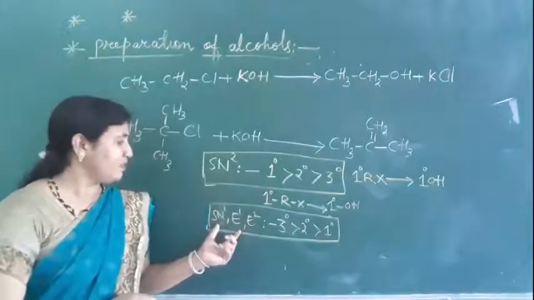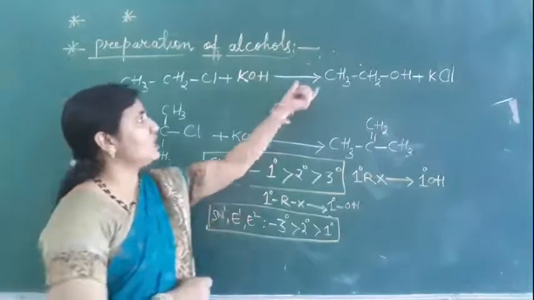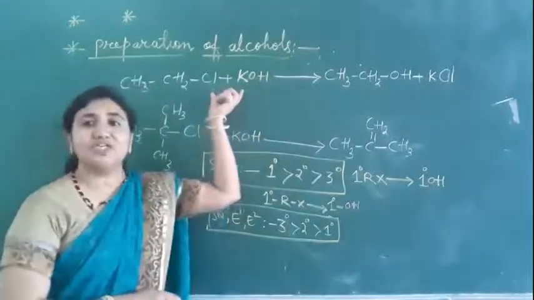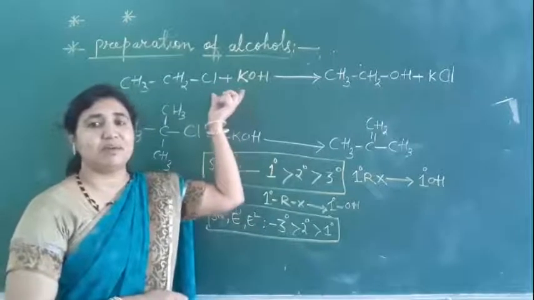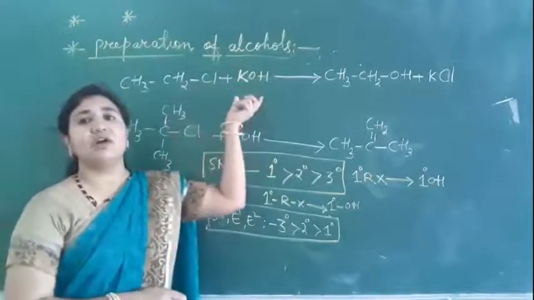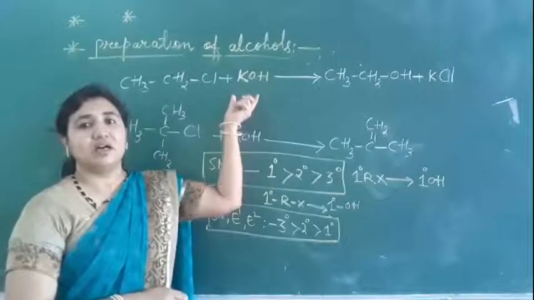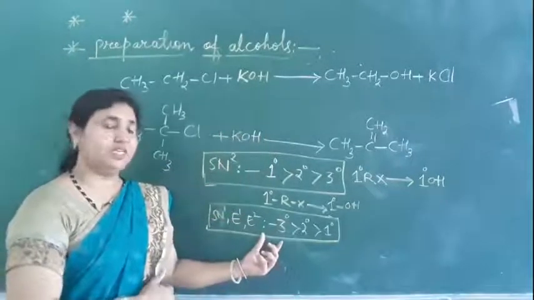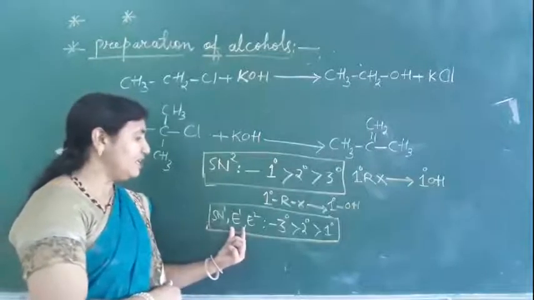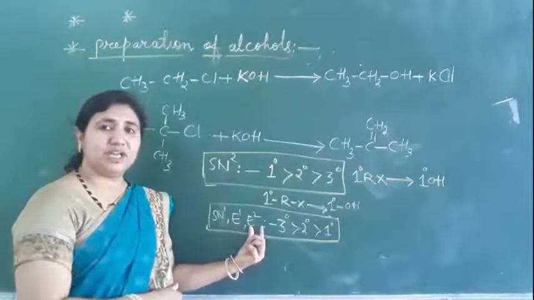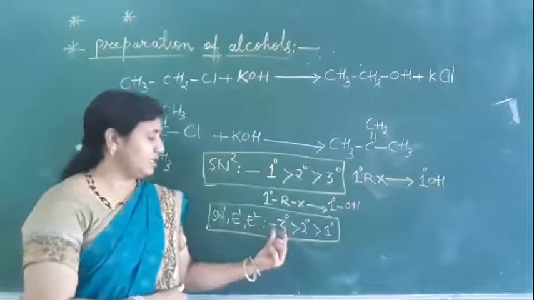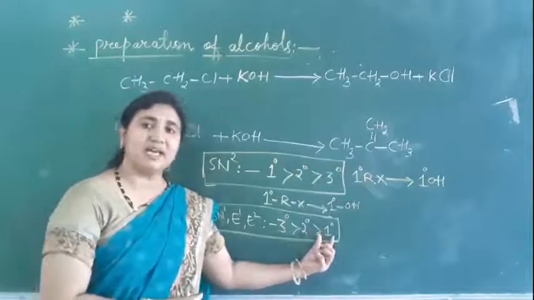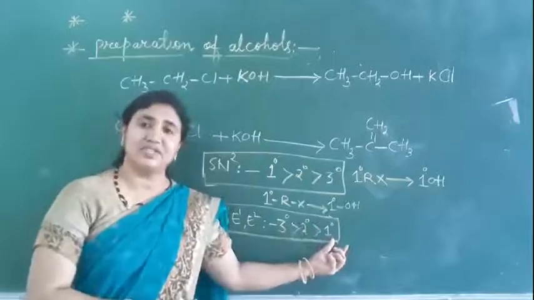But here, what is the order, if you see? So that's why we are getting alcohol only. They do not undergo elimination reaction. Primary alkyl halides do not undergo elimination reaction. Why? Because of the order. Now see next: for SN1, E1 elimination and E2 elimination reactions, the order is tertiary alkyl halide, secondary alkyl halide, and then primary alkyl halide. Primary alkyl halide is last.